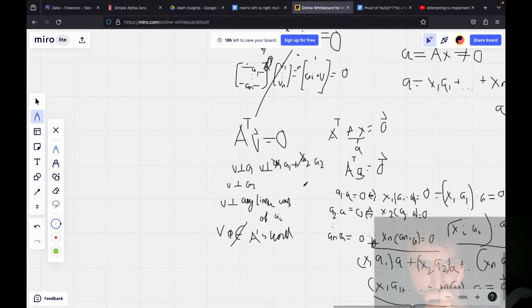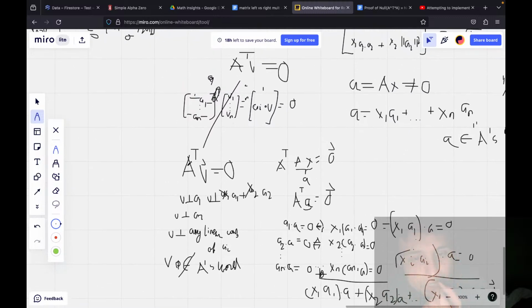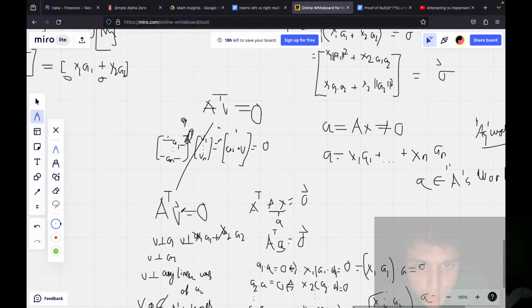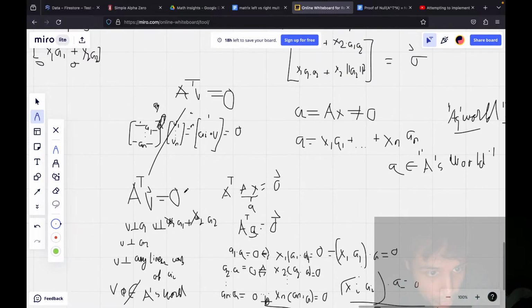And that's precisely what we do here. A^T v = 0, right? In this case, A^T applied to anything equals 0 means that this thing is orthogonal to a1, a2. A^T v = 0 means that v is perpendicular to a1, a2, and more generally, v is not in A's world.